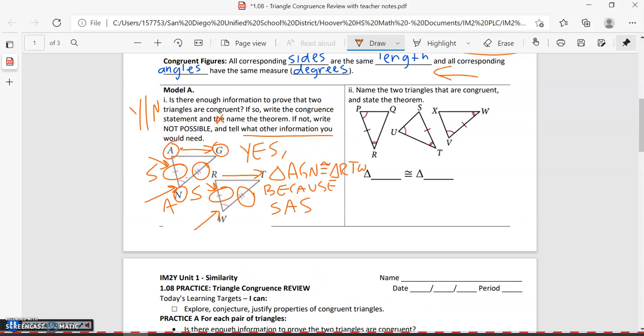The next part of our model, name the two triangles that are congruent and state the theorem. I'm going to erase a little of my work here so we have more space. So let's go for PQR first. So P, one line angle. U, one line angle. R, two line angle. T, a two line angle. And then on this side, we have our side in between, which should be here. It is not. So these two triangles are not congruent to one another.